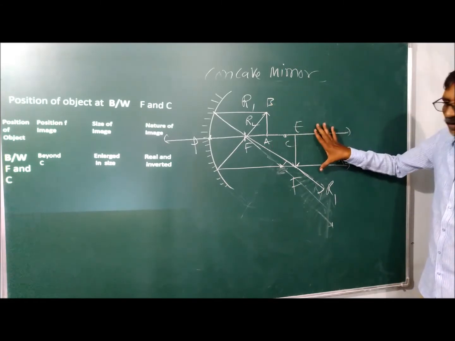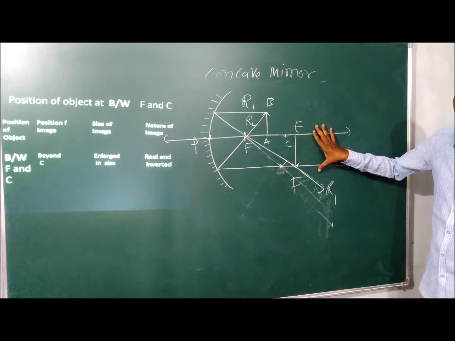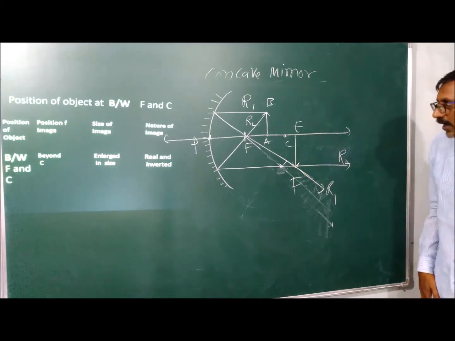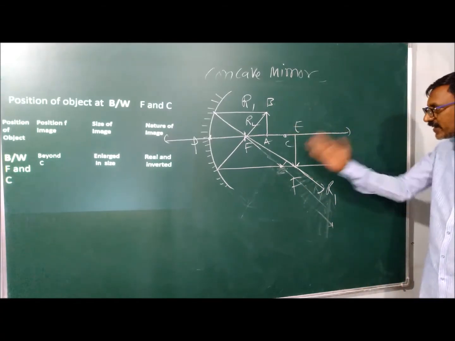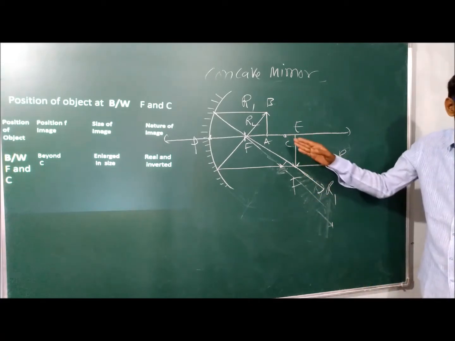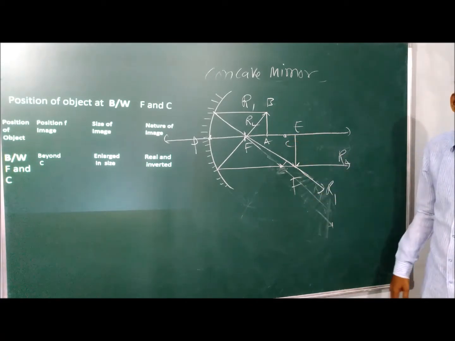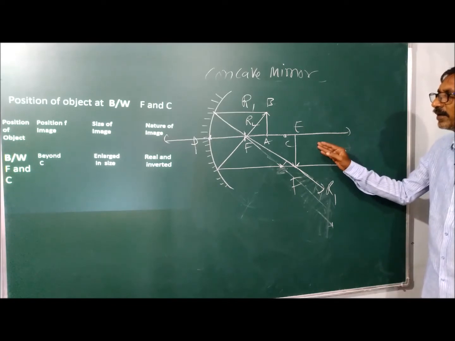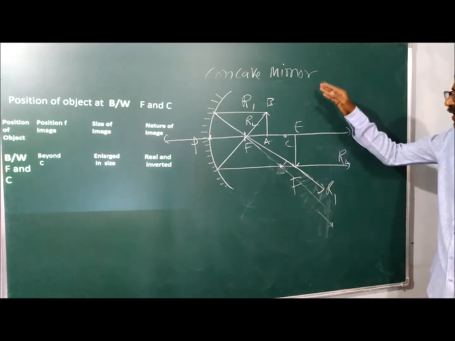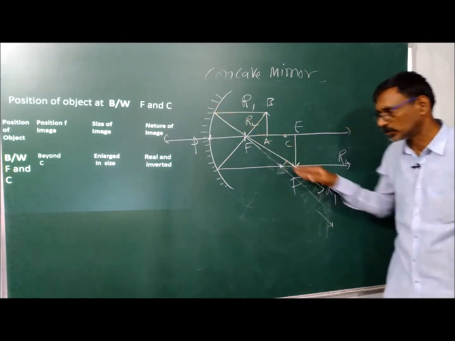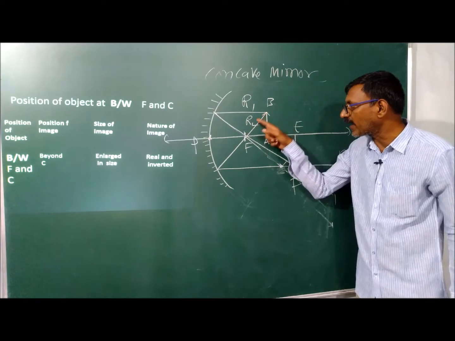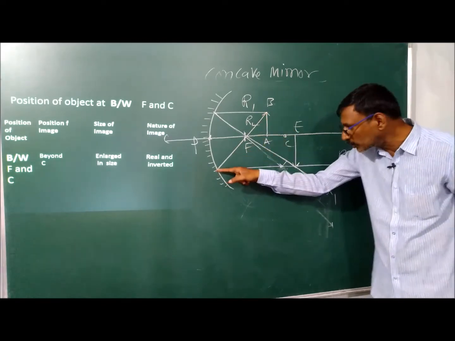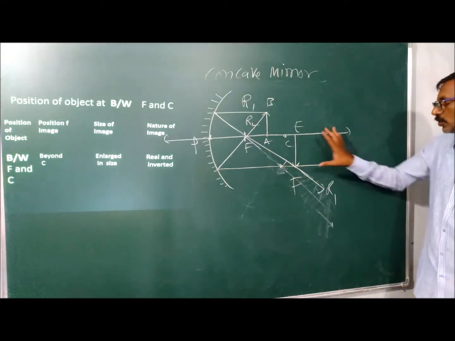Compared with the object, my image is larger, enlarged, and it is inverted and away from C. That means beyond the C. We can see my image beyond the C. C means what? Curvature. This is very, very important. Once again I am telling, if a light ray travels parallel to the principal axis and bounces back, we are using this rule. And then if a light ray travels through the focus, it bounces back and travels parallel to the axis. So my image is large.